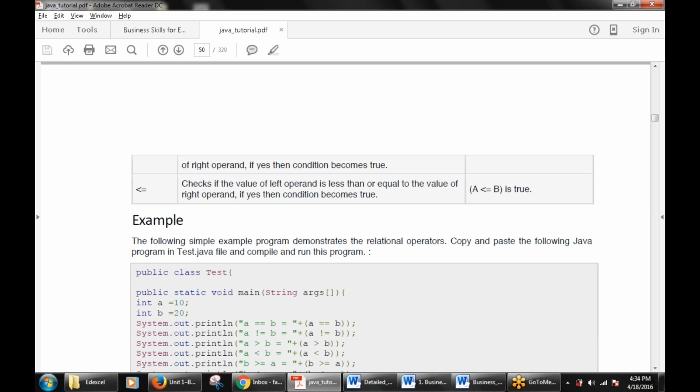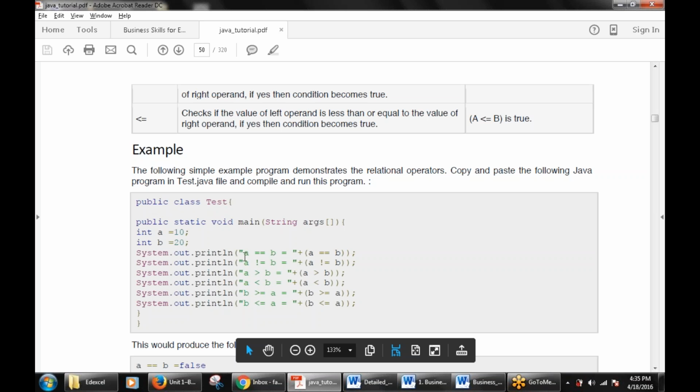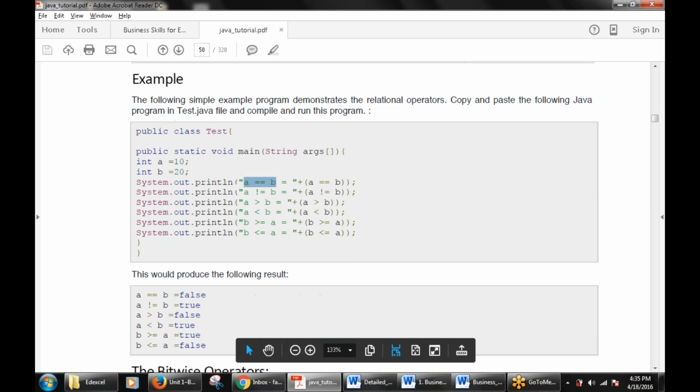And this is a simple Java program that shows how these are used as relational operators. It is public class Test, then public static void main(String[] args), the argument, then int a equals 10 and b equals 20. Now it calculates the equality of these two operands, 10 and 20, and that gives output as false. Why? Because 10 is not equal to 20.